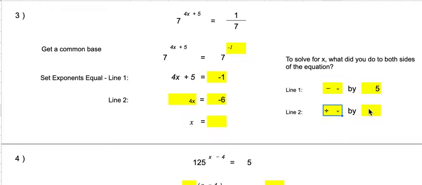Again, you can be using a calculator, of course, right? So divide both sides by 4. Negative 6 divided by 4, use your calculator, negative 1.5. Okay, so if x equals negative 1.5, then our value will be balanced on both sides. Okay, the value of each of these will be the same.